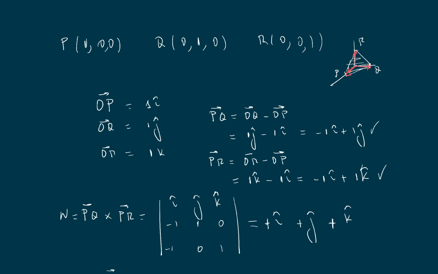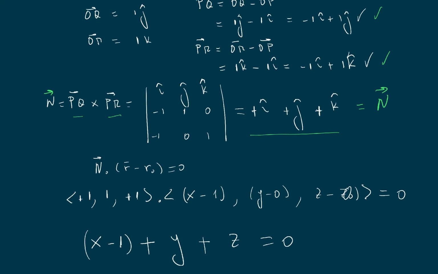Okay, first step, find PQ. Find the vector that goes from P to Q. Let's put it in green, this vector, and find the vector that goes from P to R, this vector. Well, if you find it, you will achieve this result. Second step, find the normal. How will you find the normal? Do PQ cross PR. If you do it, you will find that the normal vector is this vector.